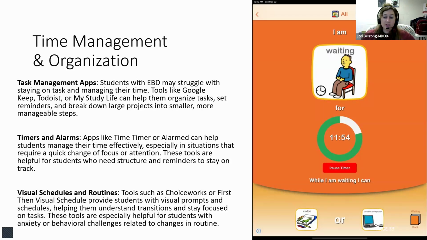So time management and organization, this is always a big area of need. Students with emotional behavioral disorders can frequently struggle with staying on task and managing their time. We certainly see those characteristics in ADHD, but lots of others as well. So Google Keep, Todoist, My Study Life. Depending on the age of the person, what they have access to in their environment during the day, and what goals we have set for them can really determine what type of task management app is going to work. But they can be great tools just to provide those reminders and help with organization.